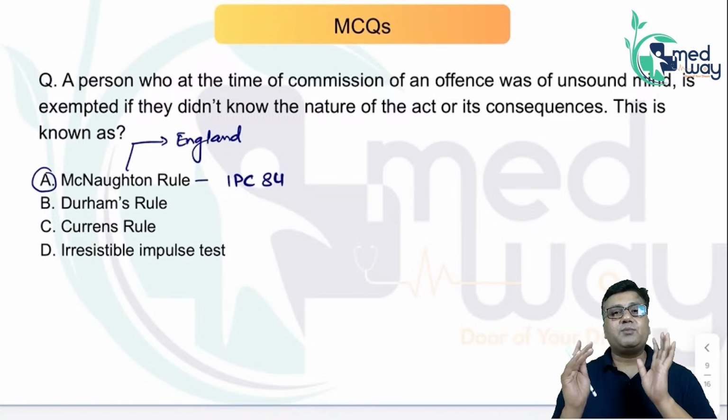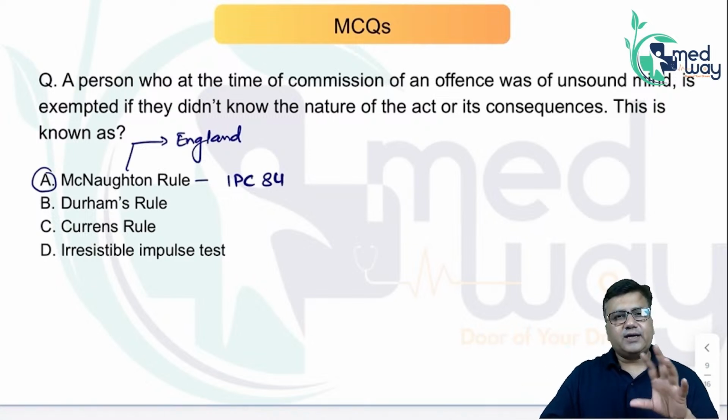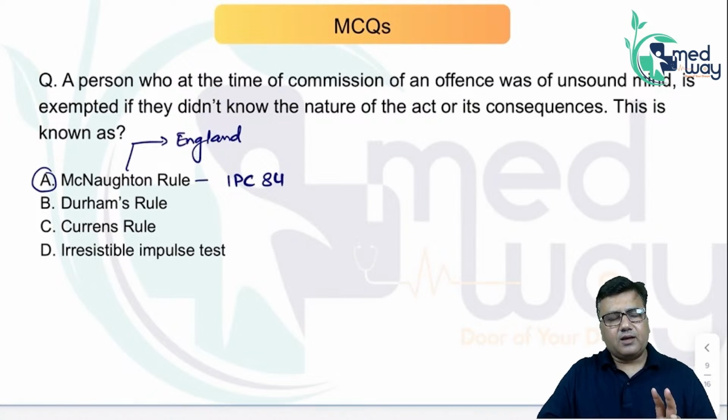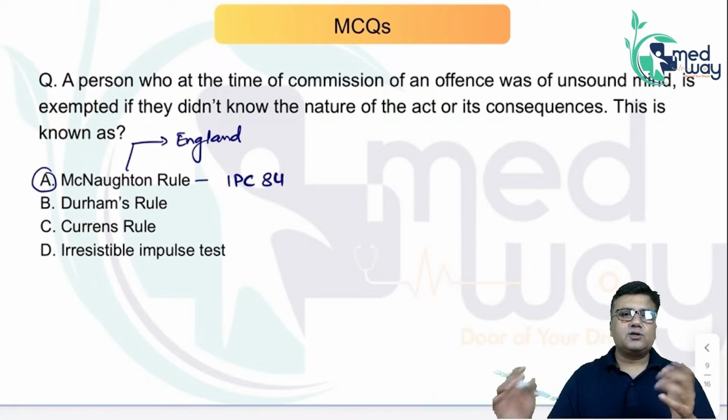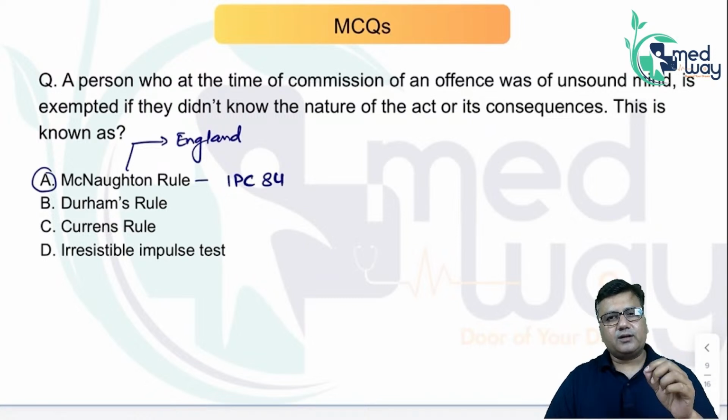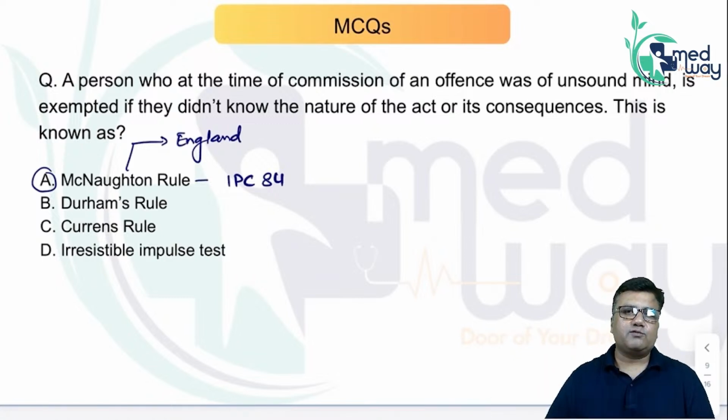If he has committed a crime, then this rule says that if at the time of committing a crime the person of an unsound mind did not know or cannot reason out that what he is doing is illegal, right? Then he is not responsible for that act. That's called McNaughton's rule, included in IPC 84 of India.